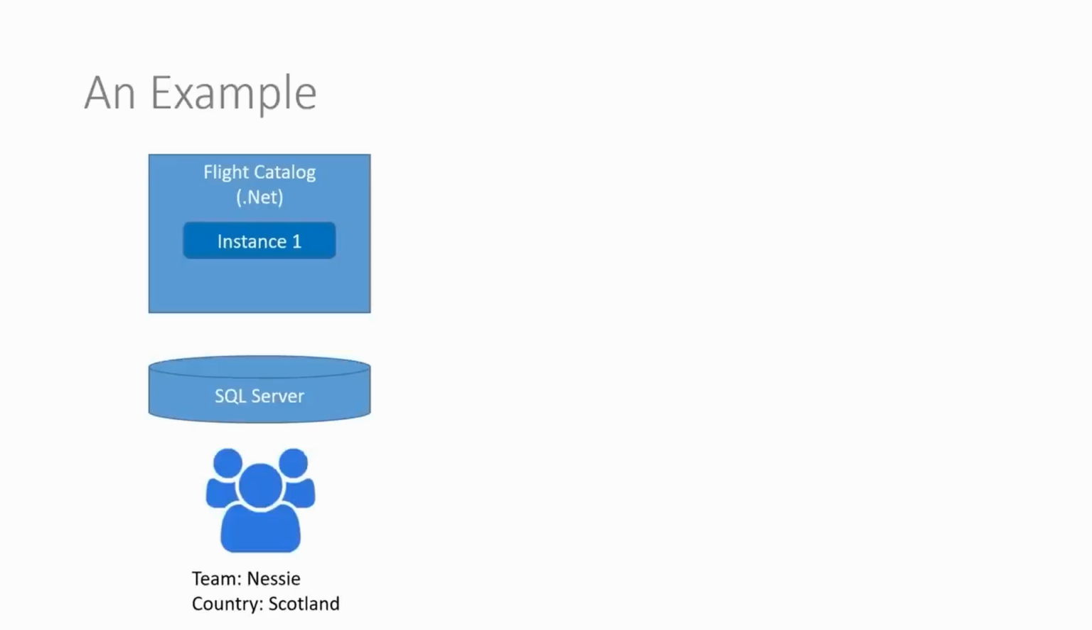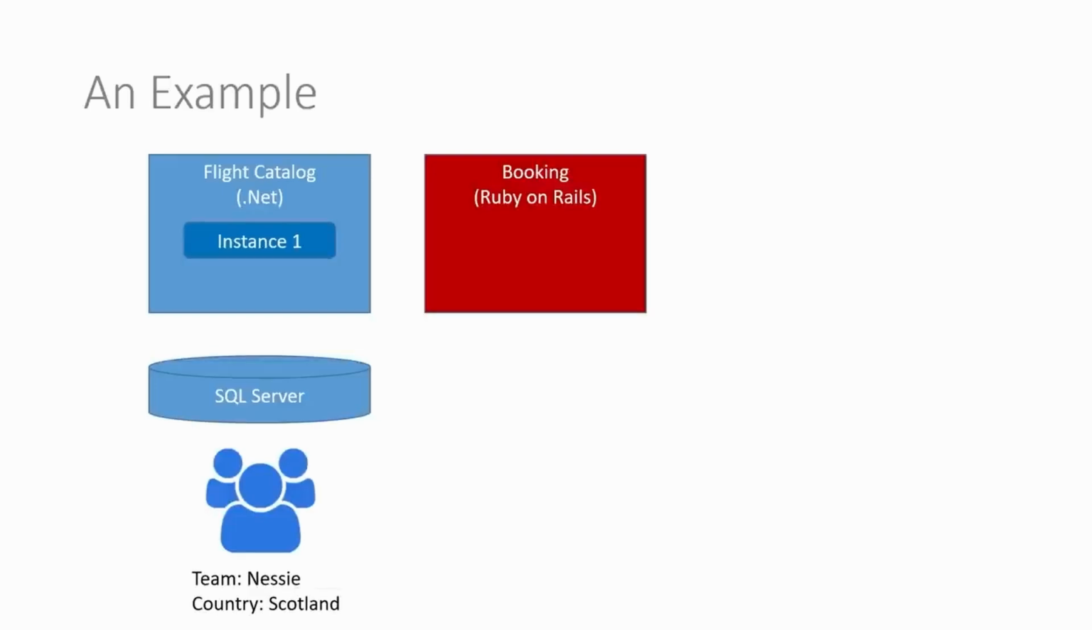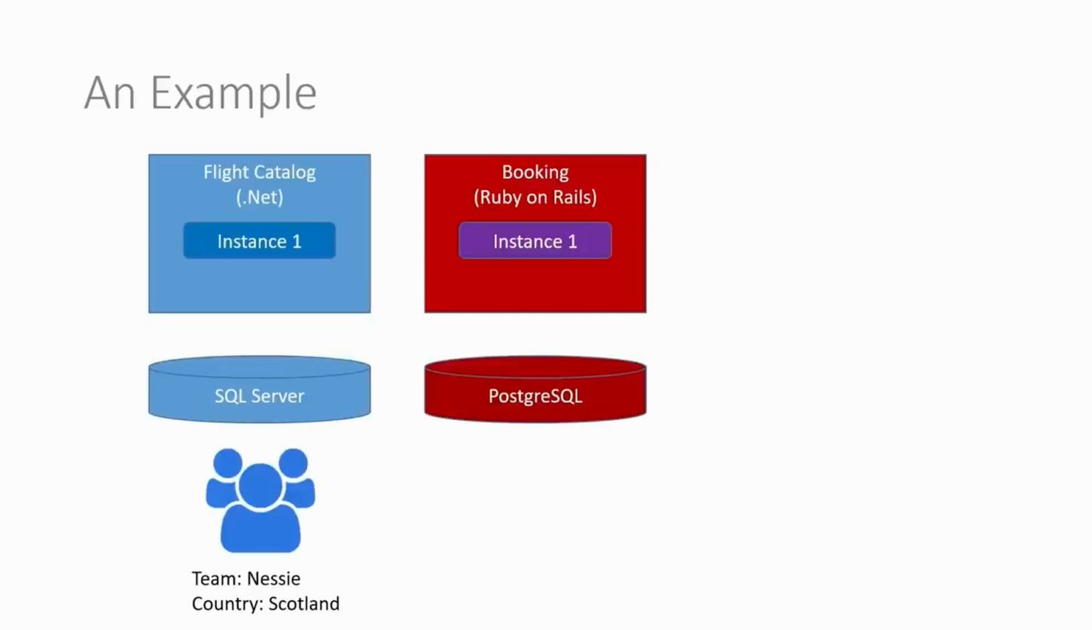And it's built by a team, let's say, based in Scotland. We then have a second service. This is the booking service. So let's say, for example, it's built using Ruby on Rails. It has a different type of database, a PostgreSQL database. We have one running instance and it's built by a team in the USA.